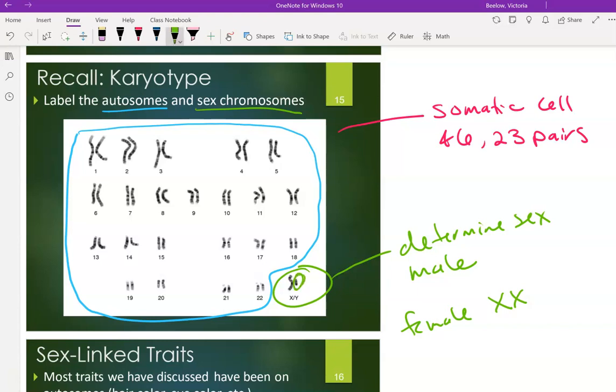And you can also tell because the Y chromosome is actually a lot smaller. It's right here, smaller than the X chromosome. So if you had two that were the same size, that would be the X chromosome. But since this one has a smaller one, that's the Y chromosome. So these chromosomes control for sex, so biological sex, male or female. And they also control for a couple other traits as well.